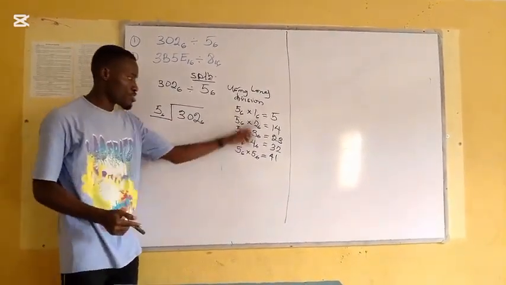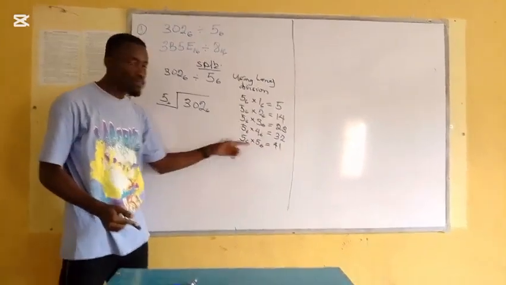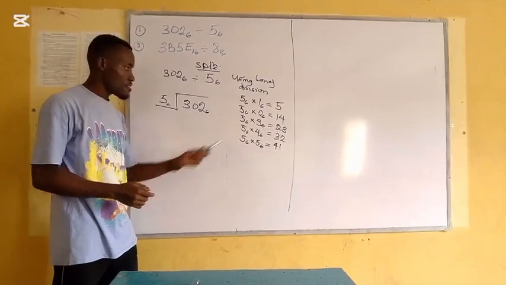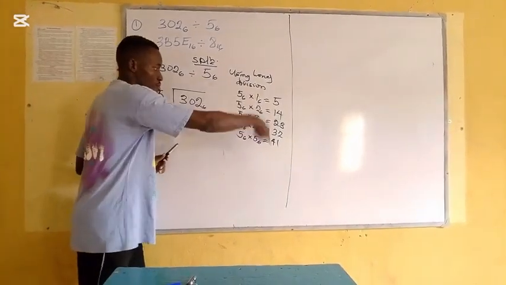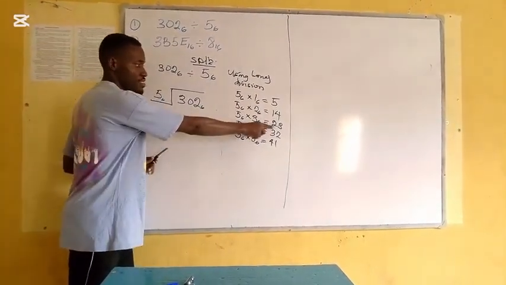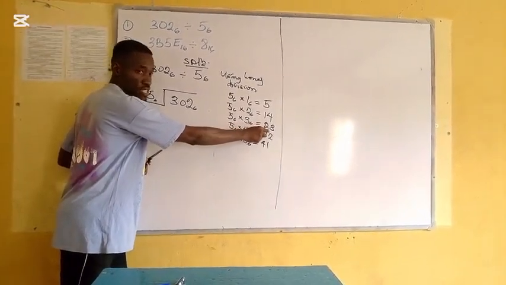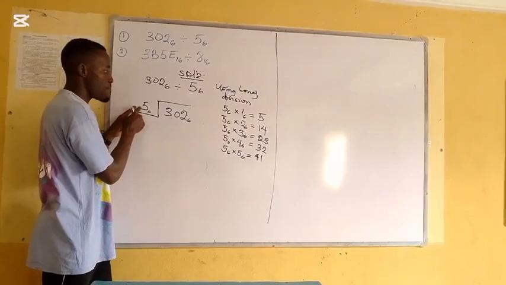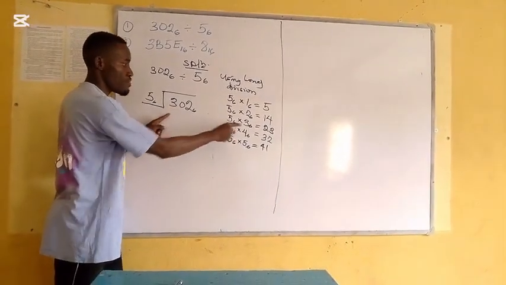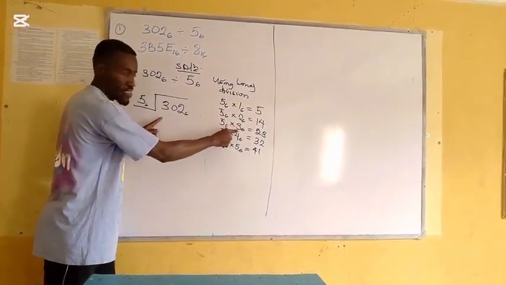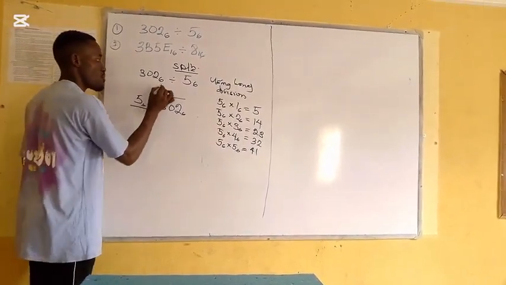Now you come to your multiplication table. Look for the number that is closest to 30. Now in my multiplication table, what number is that? That is 23. So therefore my 5 in 30 is going to give me what value? That is 3. So I'm going to put the 3 here at the top.